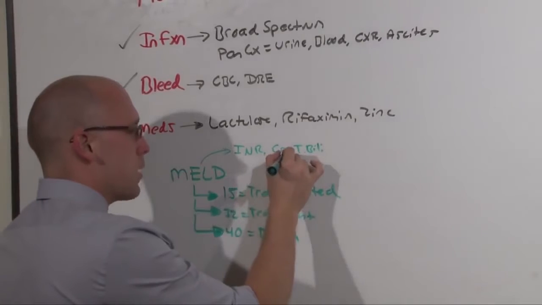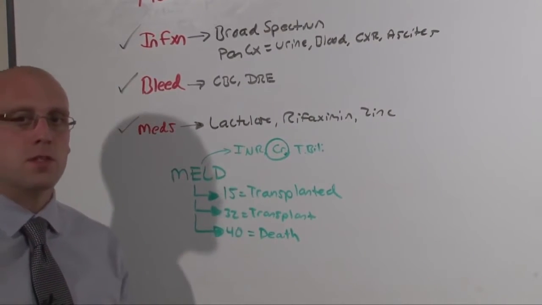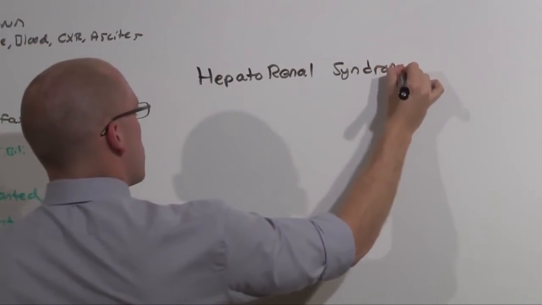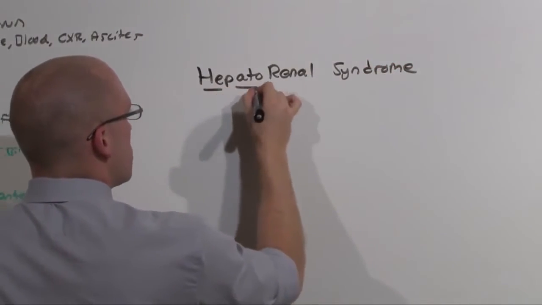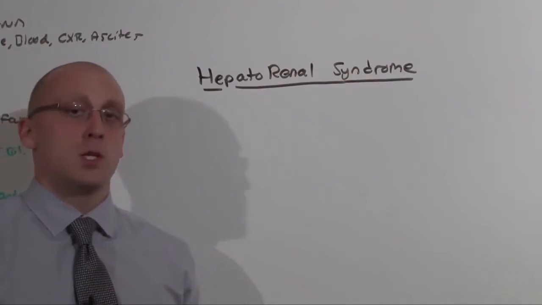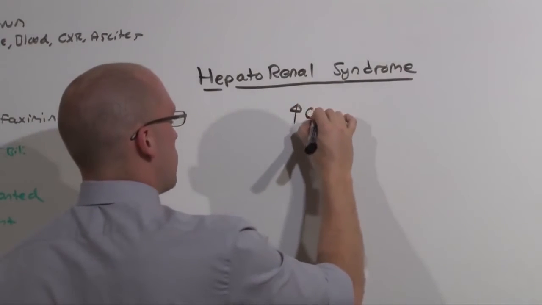I'm making a big stink about this because I want to talk about the creatinine. What happens in hepatorenal syndrome? Hepatorenal syndrome is essentially acute kidney injury when you have ruled out everything else. Someone comes in who is a cirrhotic and has an elevated creatinine.